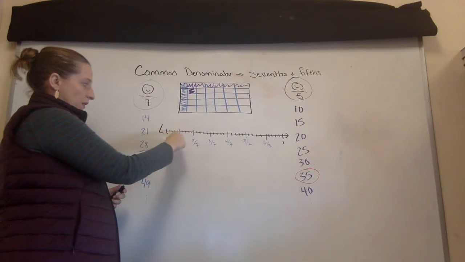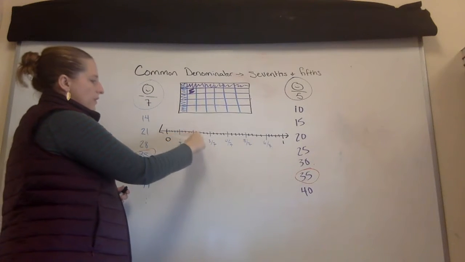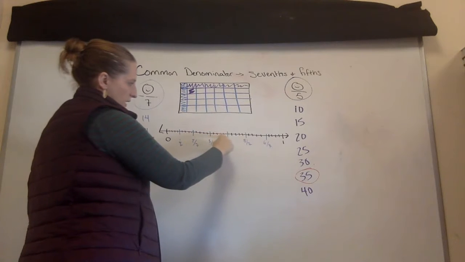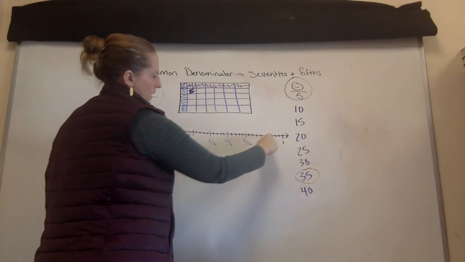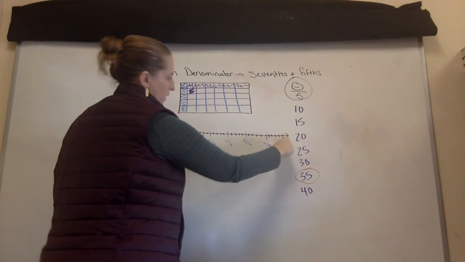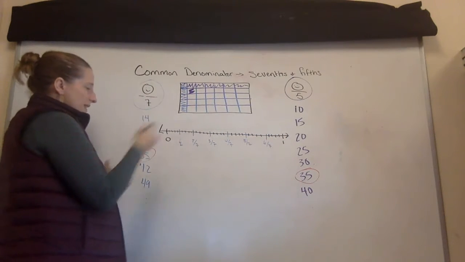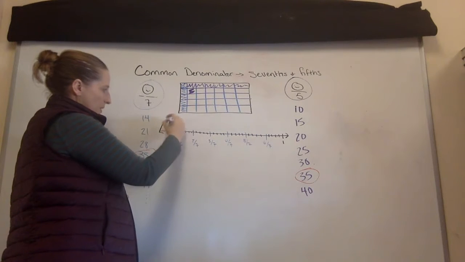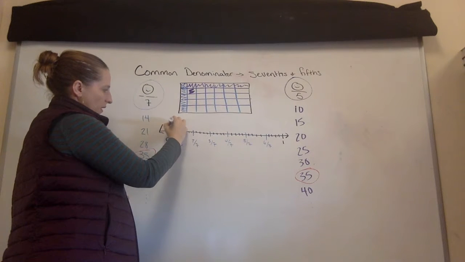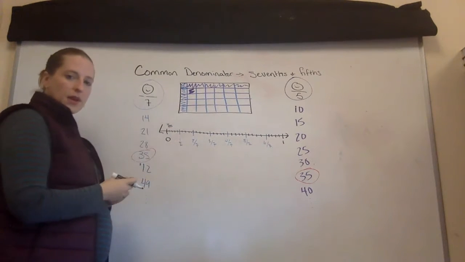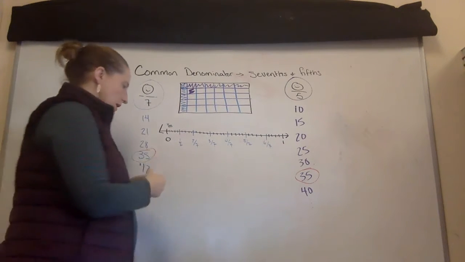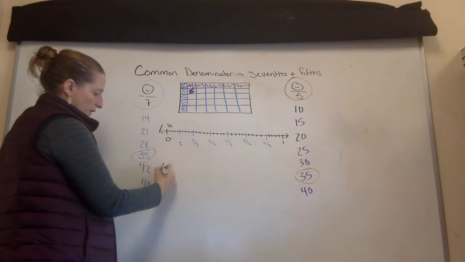1, 2, 3, 4, 5, 6, 7, 8, 9, 10, 11, 12, 13, 14, 15, 16, 17, 18, 19, 20, 21, 22, 23, 24, 25, 26, 27, 28, 29, 30, 31, 32, 33, 34, 35. So each one of these little tick marks is now representing a 35th. Notice that again, out popped that common denominator that we saw before. Now I can do this in the reverse order if I so choose.